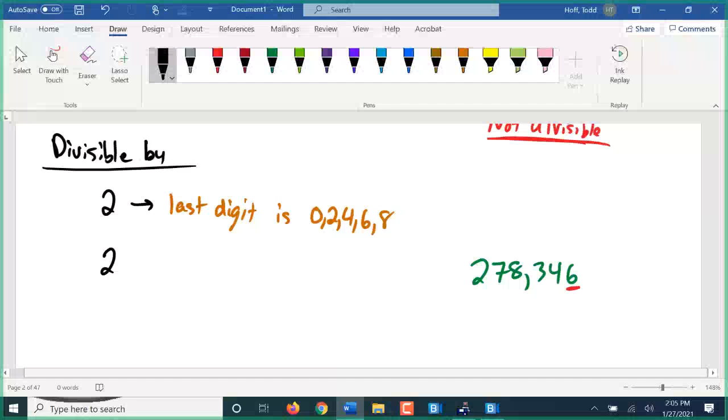You know how to tell if something's divisible by 3. You know, it sounds like it would work, but it doesn't. Like 13 ends in a 3, but that's not divisible by 3. It's actually the sum of the digits.